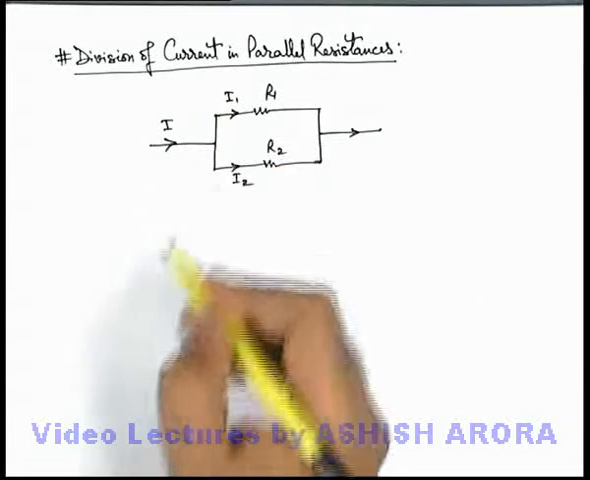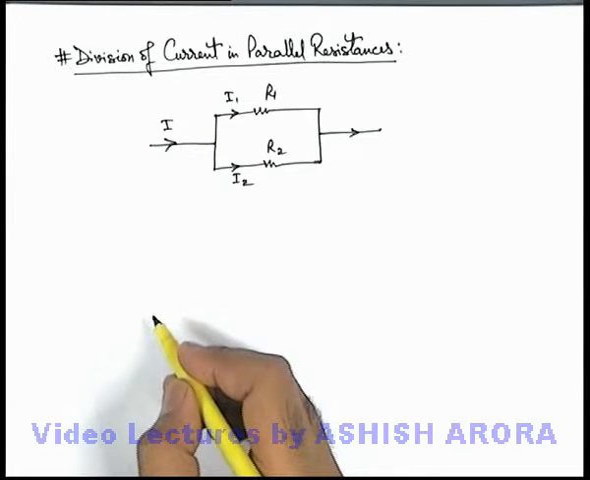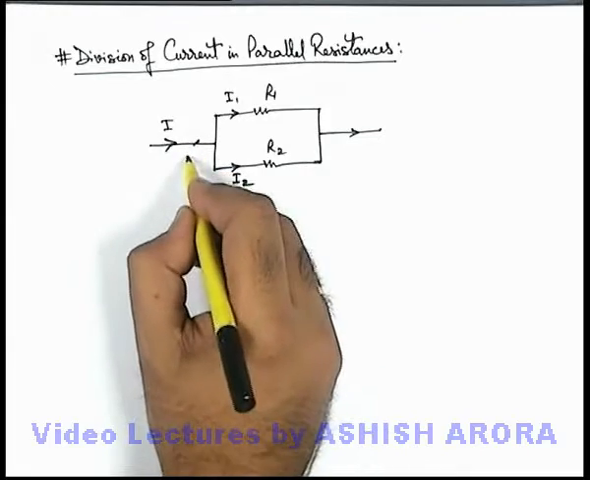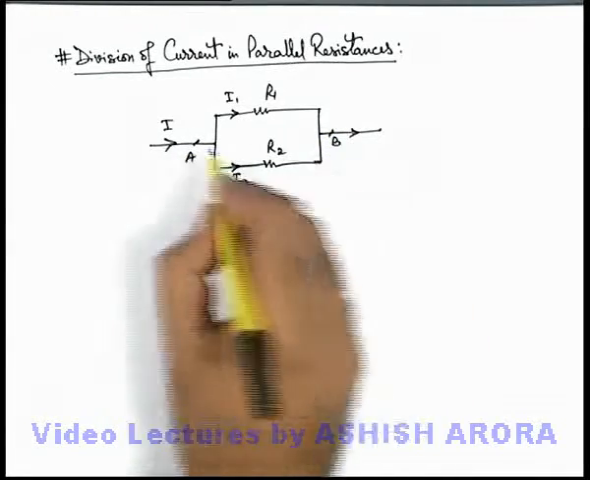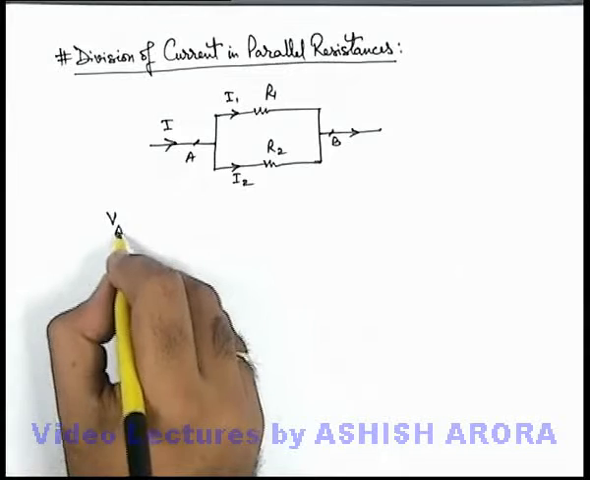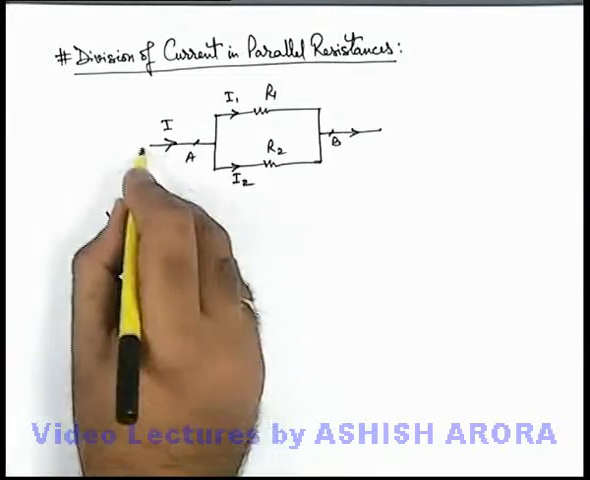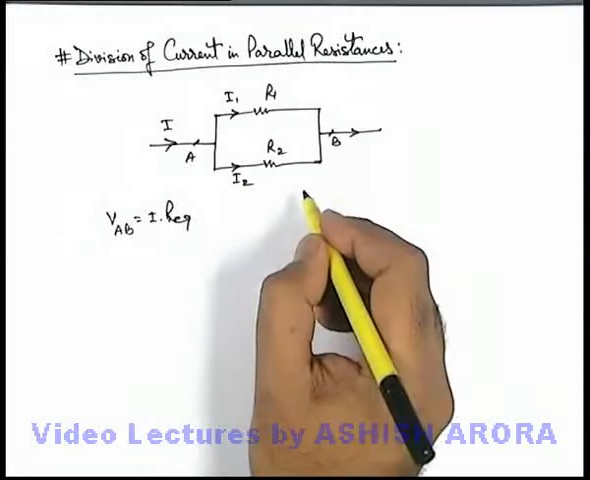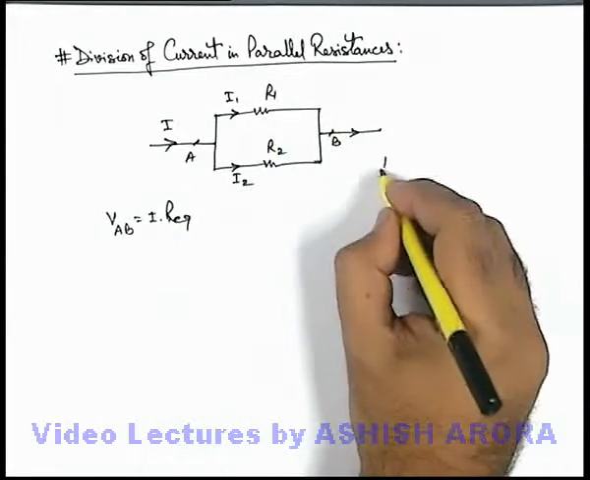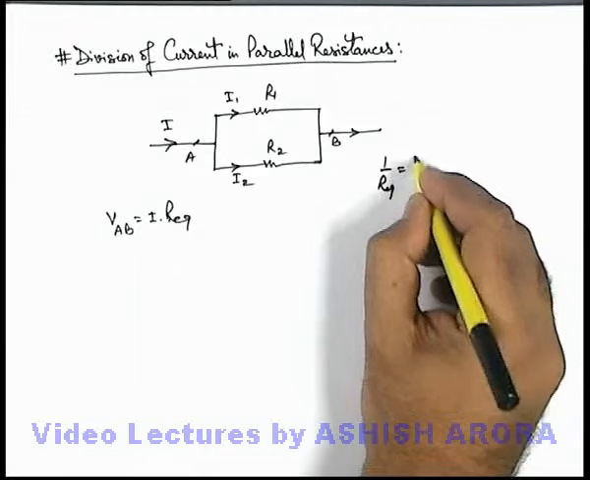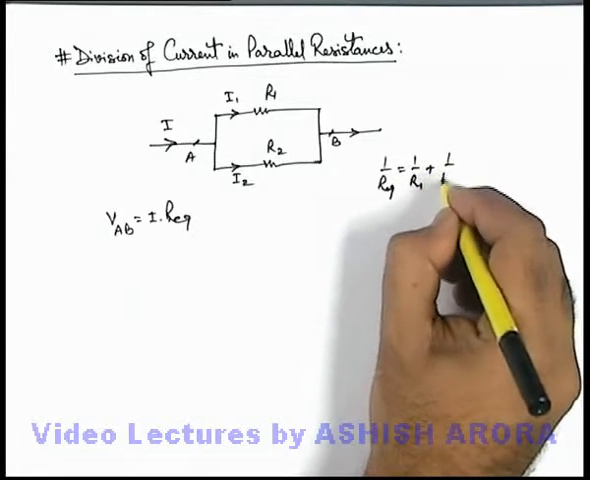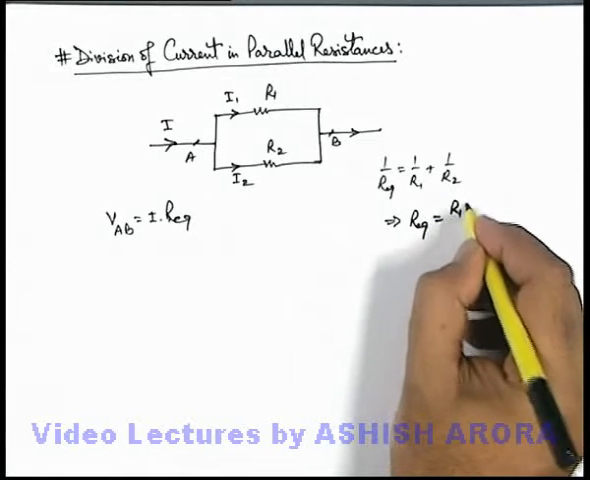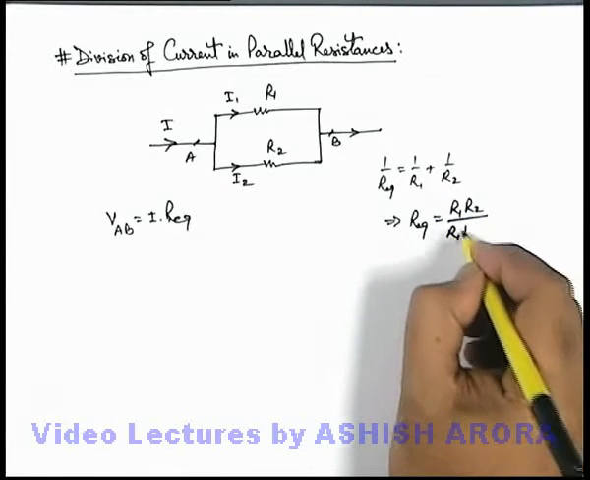And if we wish to calculate the value of I1 and I2, the very first thing we can see is the total potential difference across the terminals A and B of this group can be written as VAB equals I, which is the total current supplied, multiplied by the equivalent resistance of this group. And for a parallel combination, we can write that 1 by R equivalent is 1 by R1 plus 1 by R2. So in this situation, the value of equivalent resistance we can write as R1 R2 by R1 plus R2.